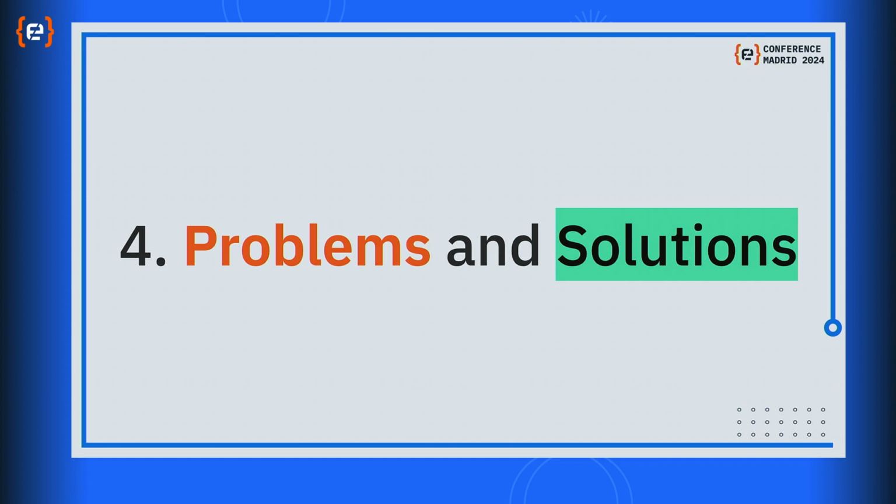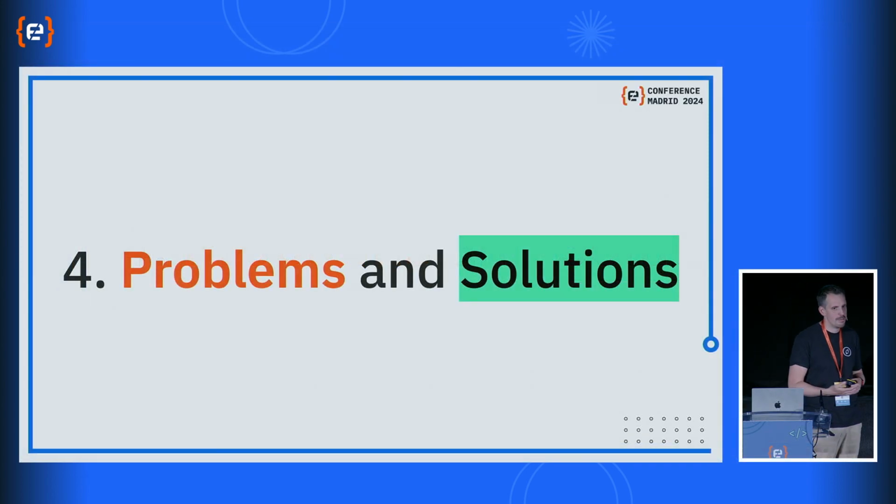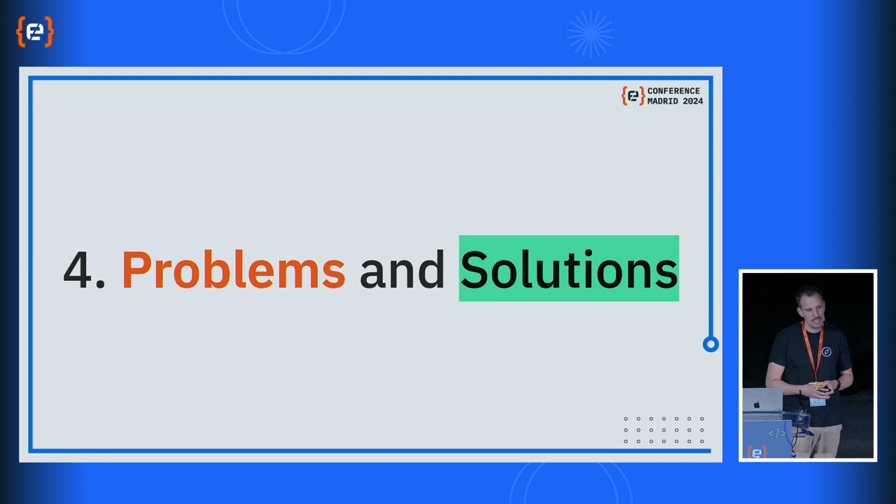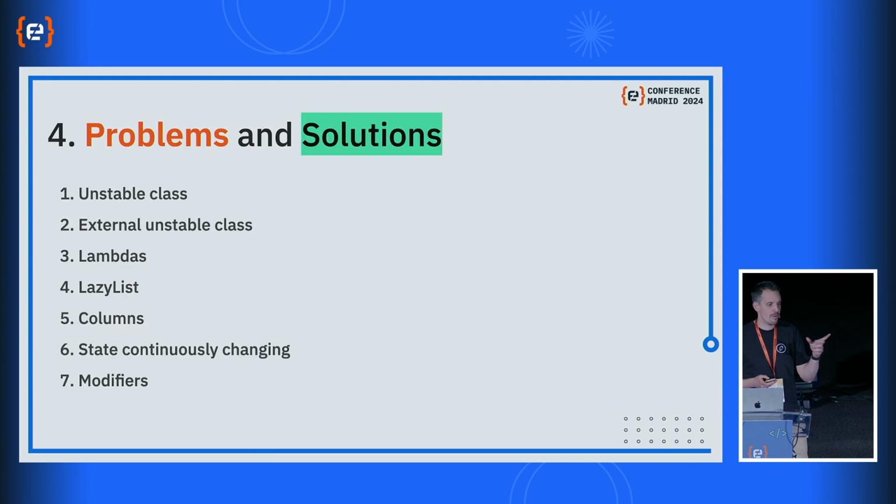Okay, so we have seen what recompositions are, what a stable value is, an unstable one, and why composables can be skippable or not. And now we are going to see several typical problems that we can find in Compose and the possible solutions to them. We are covering these 7. Thanks to this, we'll also deep dive into some other ideas that can be interesting.